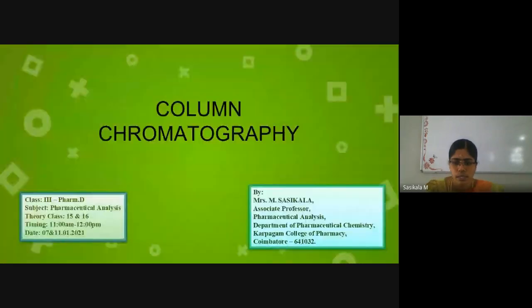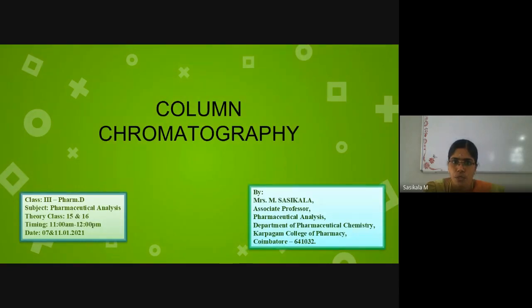In the previous class, we started discussing column chromatography and planar chromatography. We have made enough discussion on planar chromatography. What are the techniques we have discussed? Paper and TLC. In paper, a single paper partition chromatography we discussed. In TLC, TLC, HPTLC, and PTLC were discussed. And now we have moved to column chromatography.